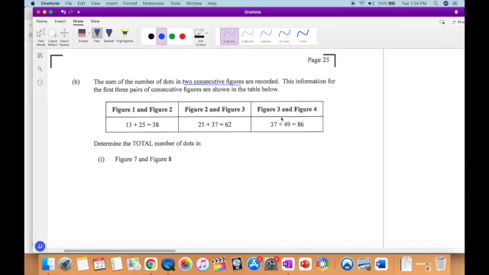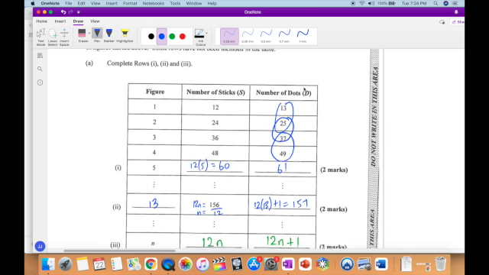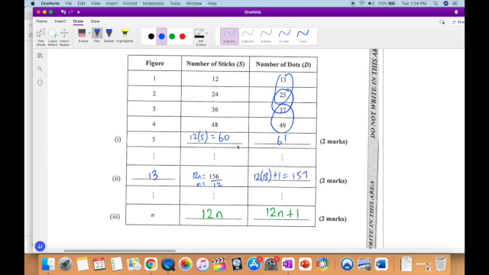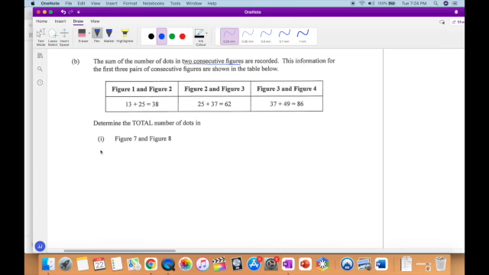Alright, so determine the total number of dots in figure 7 and 8. So this is figure 3 and 4. So figure 3 and 4 here. So figure 7 and 8. Figure 5 is here. So I have to find for figure 7 and figure 8 for the number of dots. So the number of dots is 2n plus 1. Therefore, for figure 7, it would be 2 into 7 plus 1. 7 2s are 14 and 1 is 15.